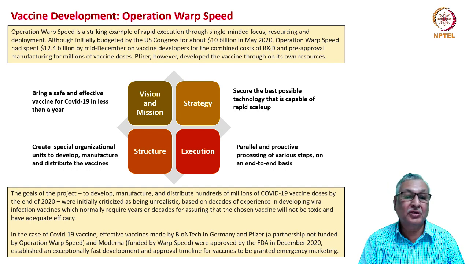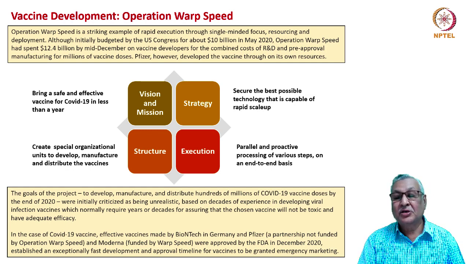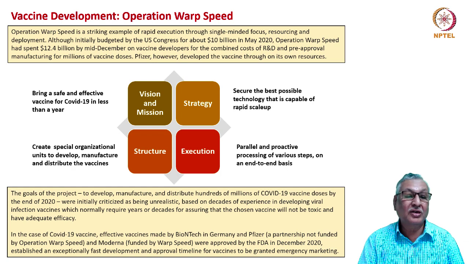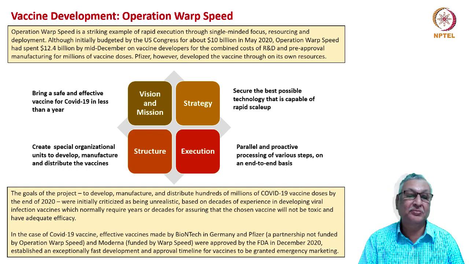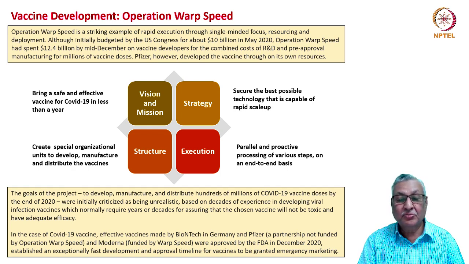The goals of the project to develop, manufacture and distribute hundreds of millions of COVID-19 vaccine doses by the end of 2020 were initially criticized as being unrealistic based on decades of experience in developing viral infection vaccines, which normally require years or decades for assuring that the chosen vaccine will not be toxic and will have adequate efficacy. In the case of COVID-19 vaccine, however, effective vaccines were made by BioNTech in Germany and Pfizer, a partnership not funded by Operation Warp Speed, and Moderna funded by Warp Speed. These were approved by US FDA in December 2020.